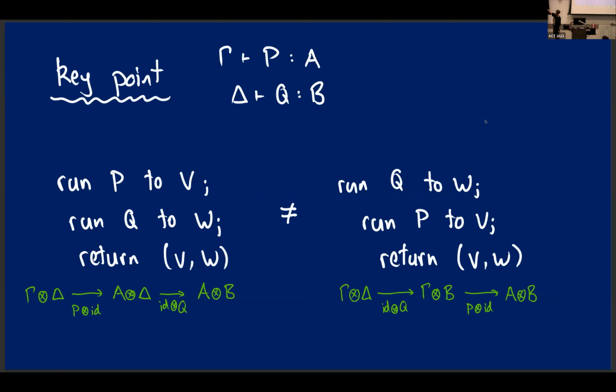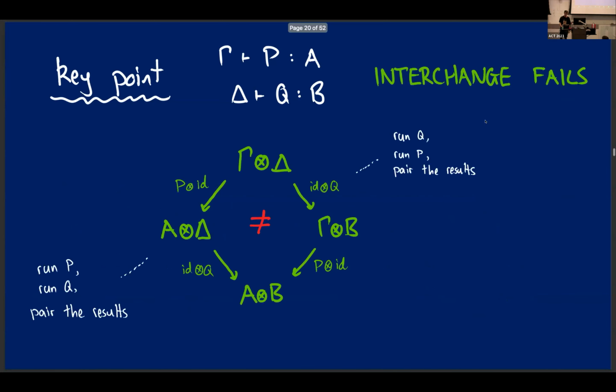Because P might be printing A and Q might be printing B, and then the order of them is really going to matter. So if you draw these green arrows in a square, another way to phrase the key point I'm trying to make is that interchange is failing, or the bifunctoriality of the tensor product is failing. So this diagram here should not generally commute. A premonoidal structure is going to have to take that into account.